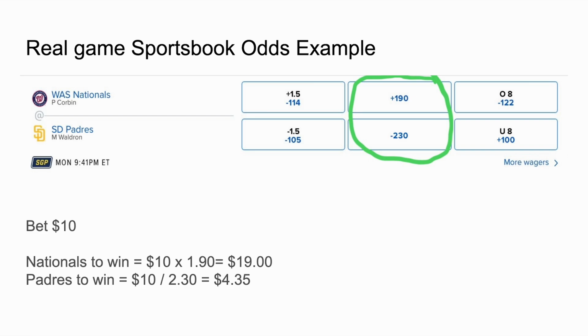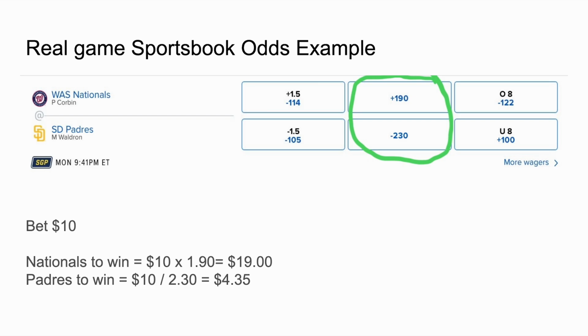For the San Diego Padres, you can see that it's minus 230. That means that the Padres are expected to win, or basically more people put money on them to win than the Nationals. So if you were to bet $10 on the Nationals to win, that would be $10 times 1.90, which equals $19. So you would win $19, but you would collect $29 because you're getting your initial bet back.